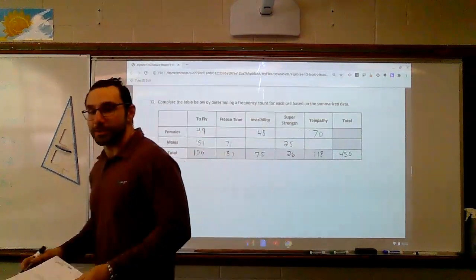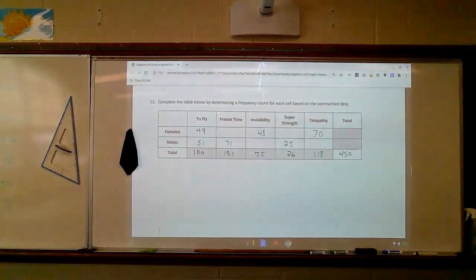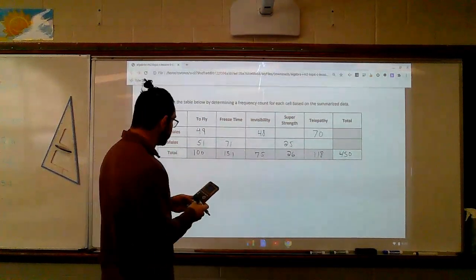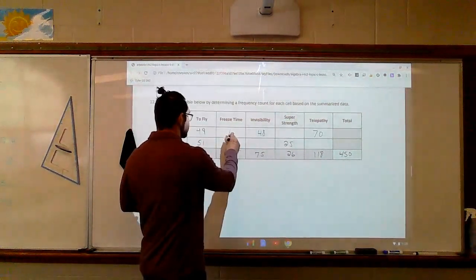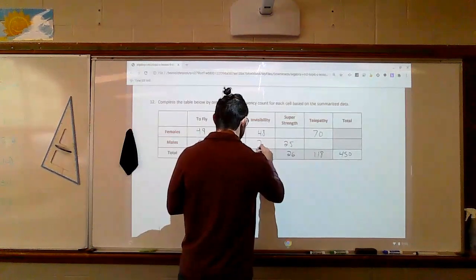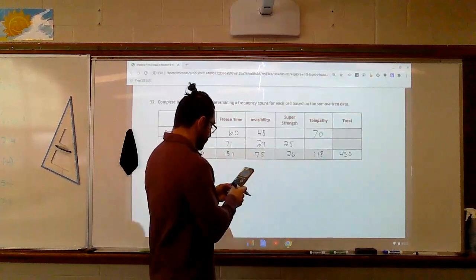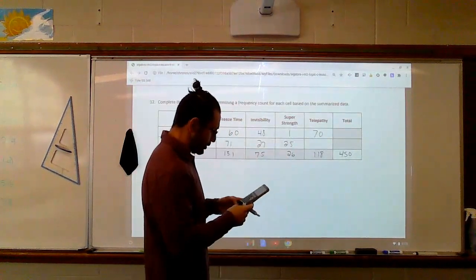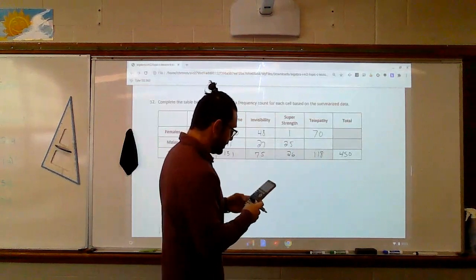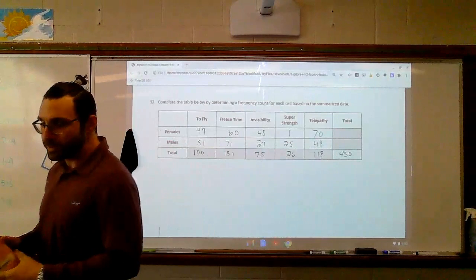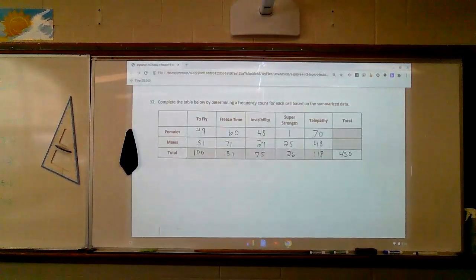Okay, so now I get my calculator. Now it's just subtraction. 131 minus 71 gives me 60 females. 75 minus 48 gives me 27 males. One female wanted to be super strong, and 118 minus 70 gives me 48. Once we have this whole chart, that makes it a whole heck of a lot easier.